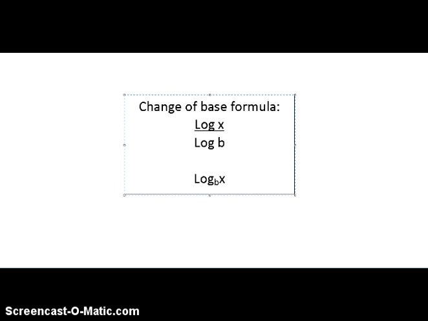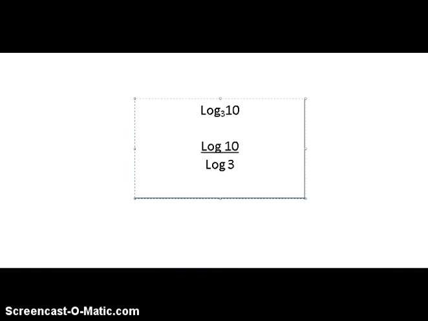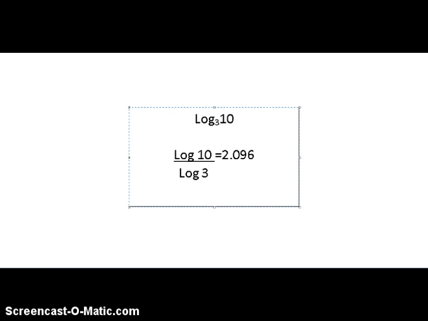Let's try a practice problem. The problem is log base 3 of 10, which can be rewritten as log 10 divided by log 3. Using the log button on your calculator, you can calculate this value. Make sure to close your parentheses when doing so. If you have done this correctly, you should get about 2.096.